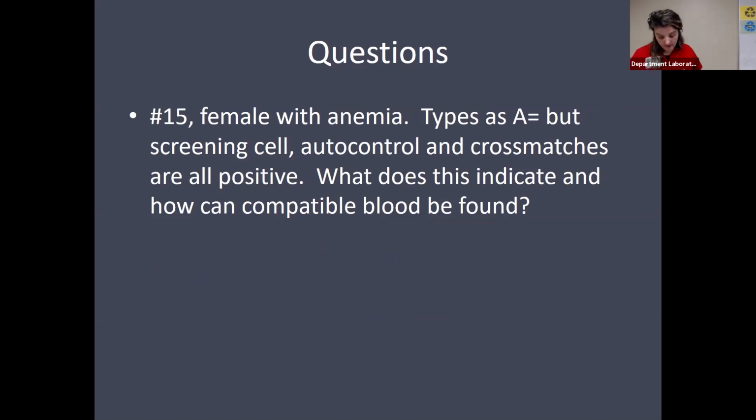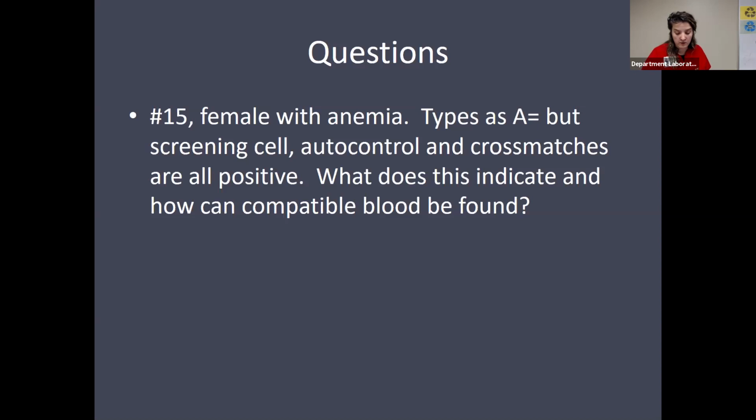We're almost done. So question 15, you have a female admitted with anemia. Blood samples received for cross-match, 6 units red cells. Patient is group A, Rh negative, has no history of transfusion or pregnancy, but the following results were obtained.